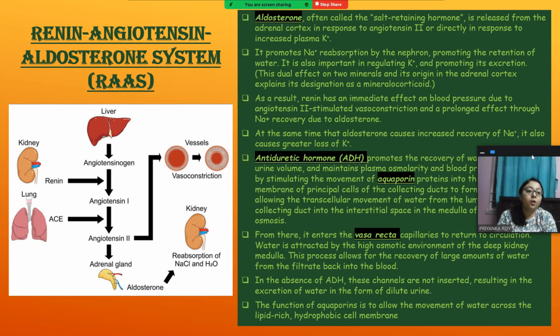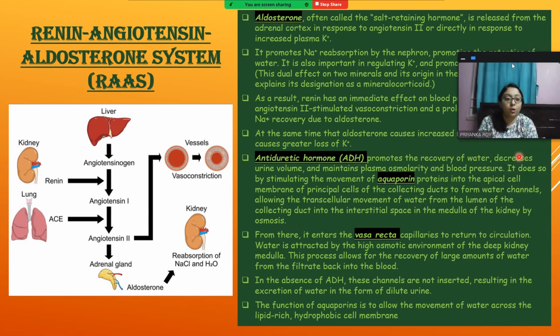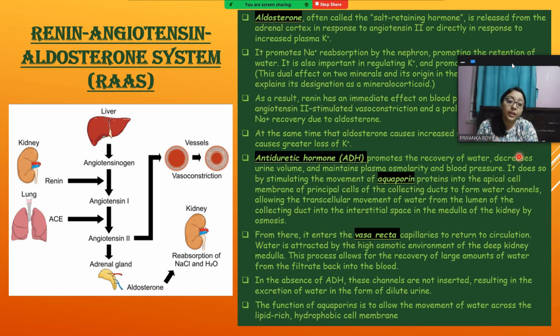Now antidiuretic hormone, or ADH, is a very important hormone in urine formation. It basically promotes the recovery of water from the filtrate, from the fluid volume of the renal tubule, because when there is a loss of water inside the body or the body is dehydrated, preserving water is very important. So it helps in the retention of water, preserving water from the urine, and it decreases the urine volume. So how does it do that?